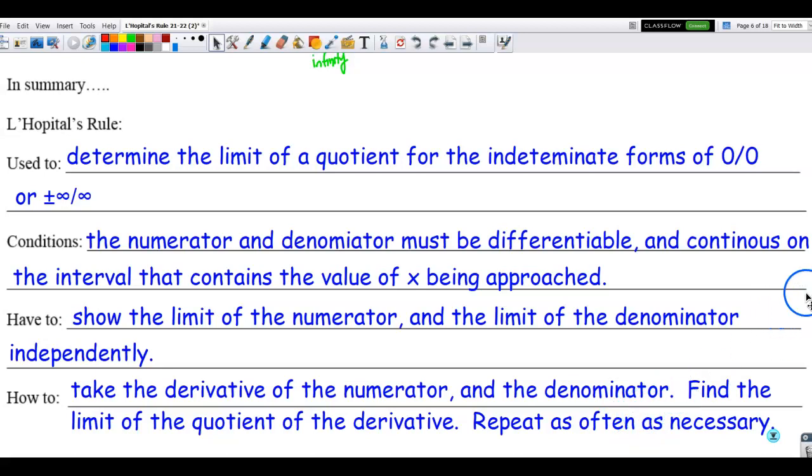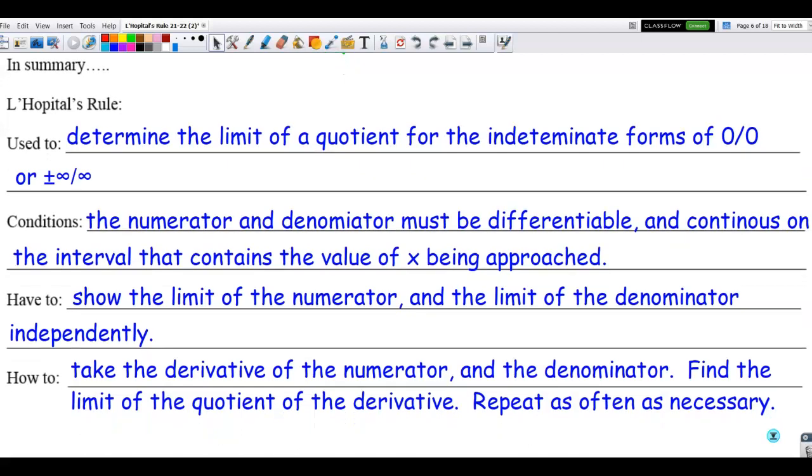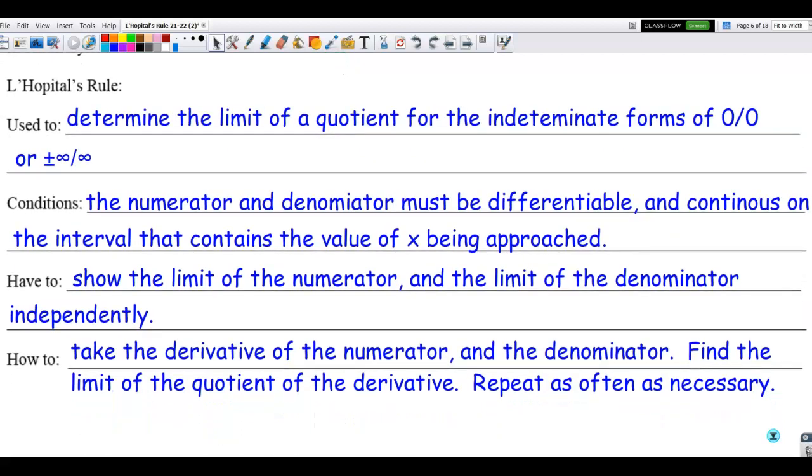So this is the lesson on L'Hopital's rule. If you are in my class, you will go to your assignment sheet, complete the assignment, make sure that you read the directions very carefully. You're doing the work on separate paper, and you're circling the answer in your packet.